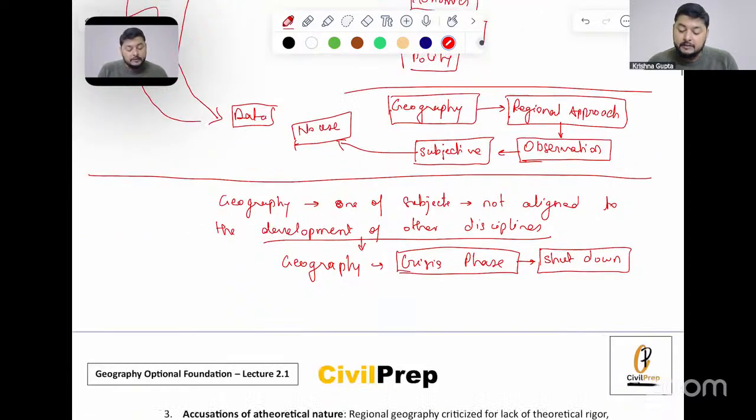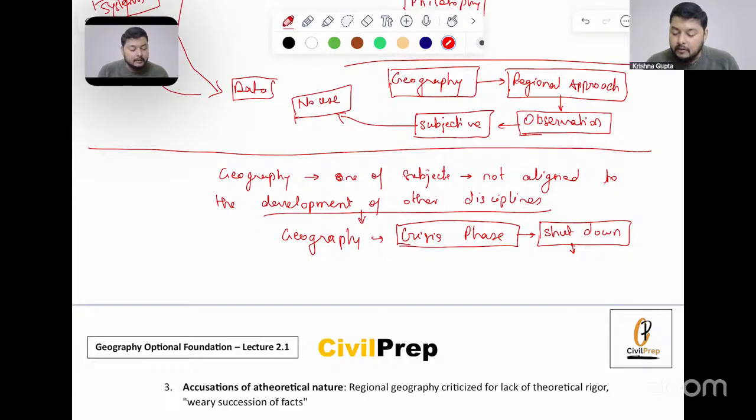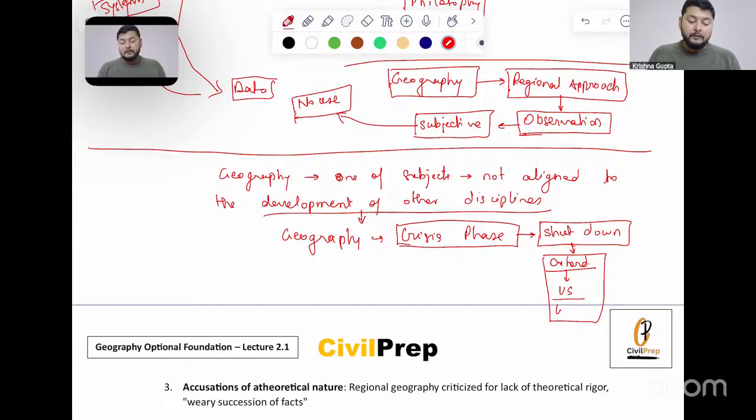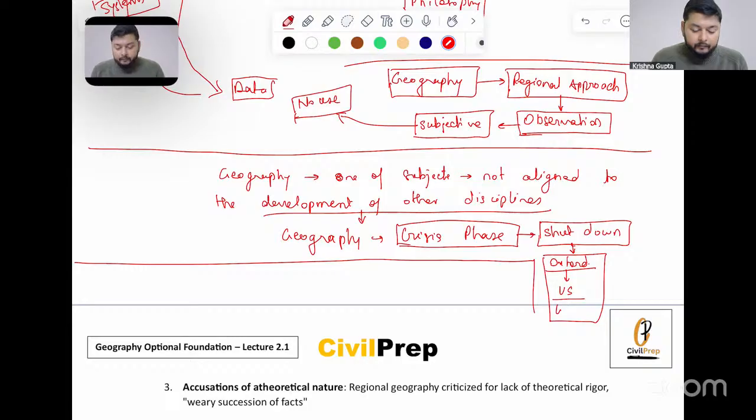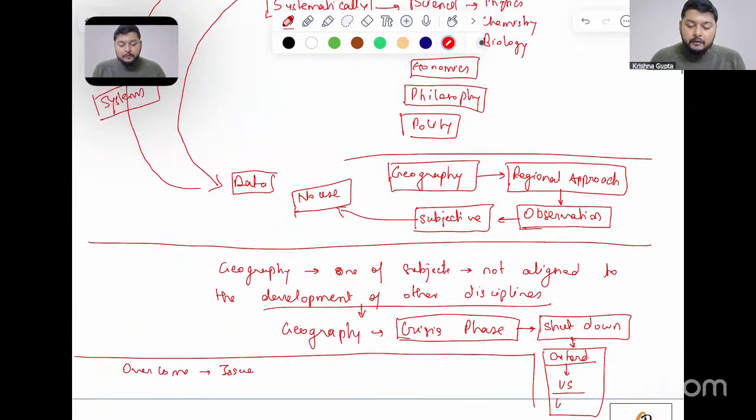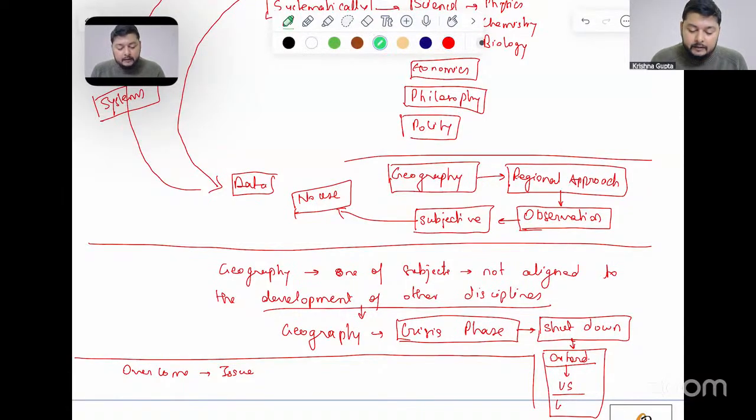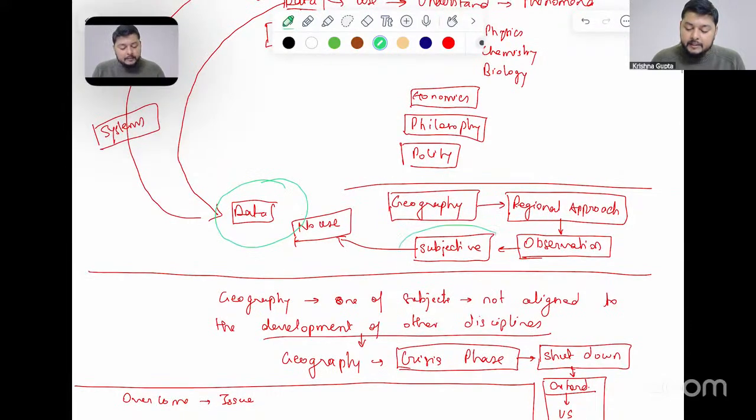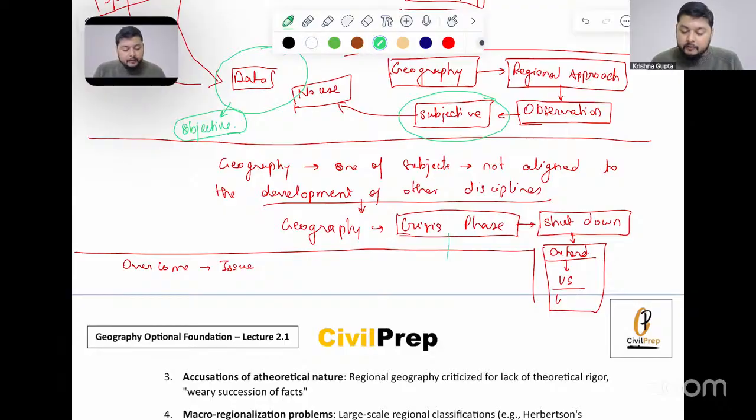The study of geography started to shut down in various universities like Oxford, across the US, across Germany, and other regions also in America. So because of this, we see that there was a crisis phase for geography. And to overcome this issue, what was the major issue here? The issue was that the data present here was very much subjective in nature. Therefore, this data has to be collected in an objective way. So there was a crisis, and this crisis was overcome.